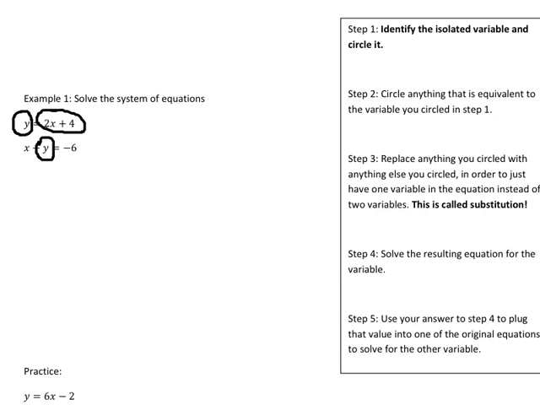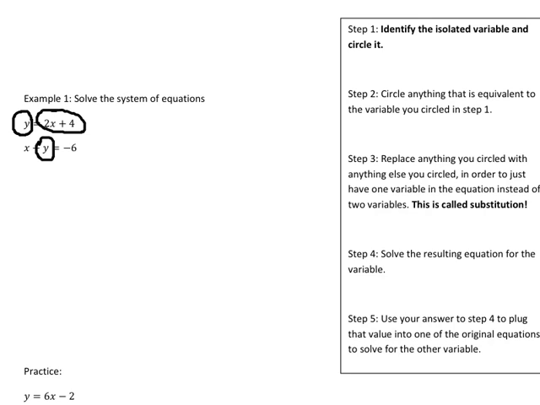And then step 3 says we can replace anything we circled with anything else we circled. So I can put this y in this circle. I can put the 2x plus 4 in this circle. Basically, anything I circled is equal to each other, so I can replace it. This is called substitution. So I'm going to substitute 2x plus 4 into this equation and solve.